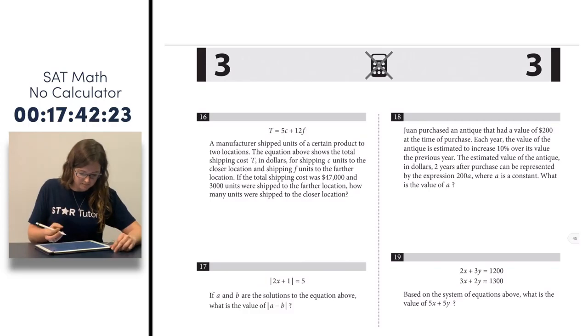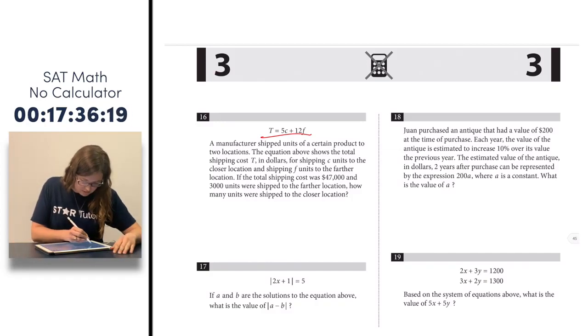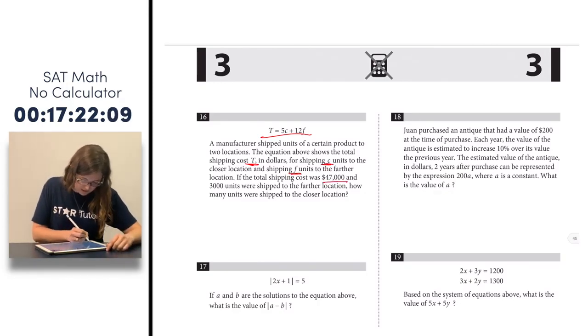Okay, so number 16. We got an equation, T, in terms of C and F, something to do with a manufacturer shipping certain products to 2 locations. The equation above shows the total shipping cost is T, shipping C units to the closer and F to the farther location. Total shipping cost was $47,000. And 3,000 units were shipped to the farther location. Farther location's F, so that means F equals 3,000. How many units were shipped to the closer one?